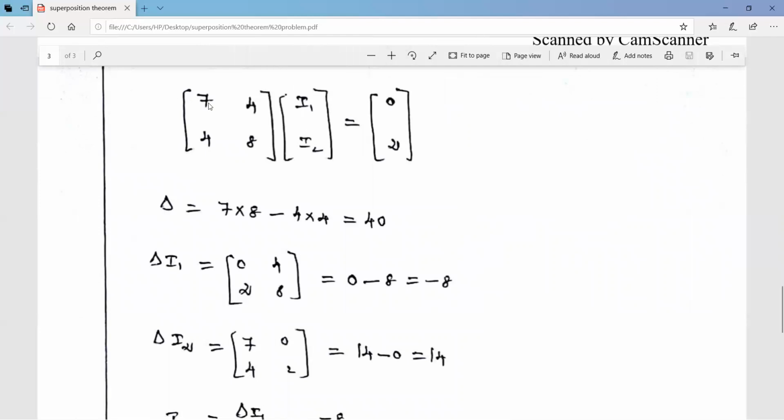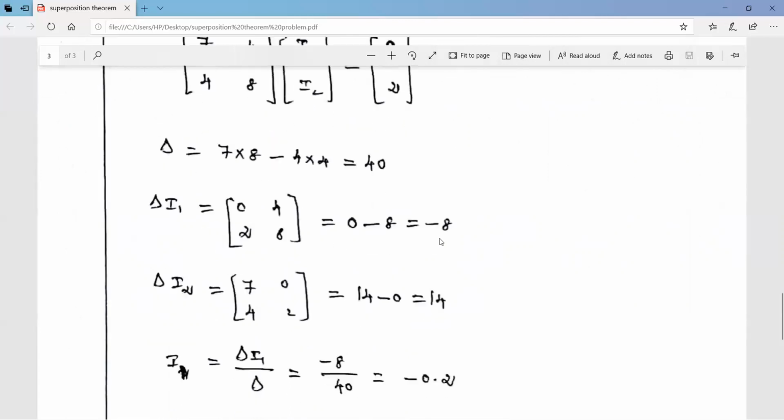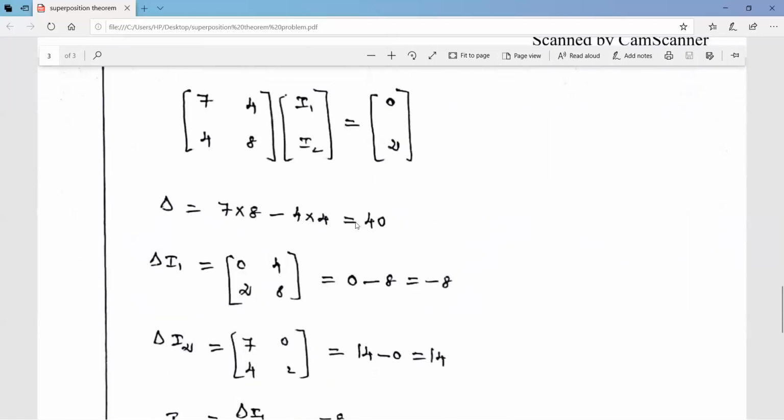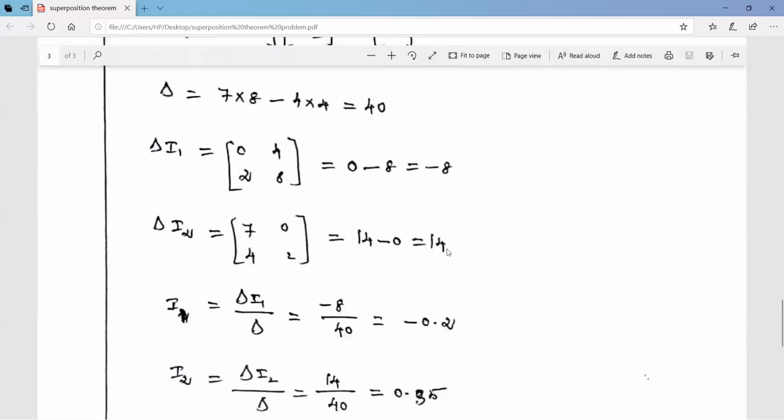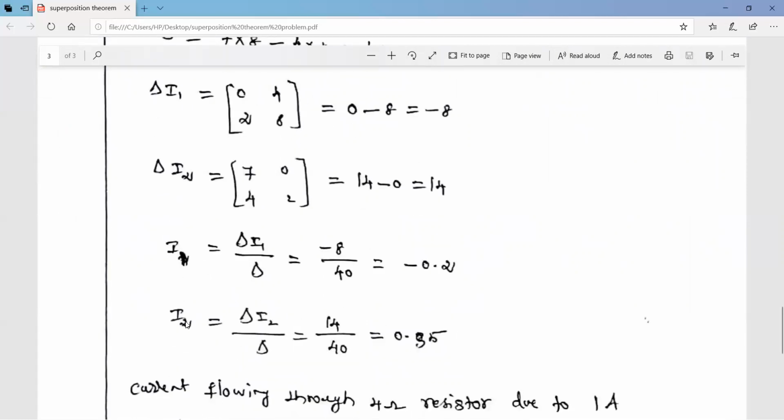What is del? 7 into 8 minus 4 into 4. So we will get the answer 40. So del I1 means in the 2 by 2 matrix, replace the first column by the constant values 0 and 2. So we will get minus 8. Similarly, del I2 means replace the second column by the constant values. So we may get 14. Okay, so from this, we have to find out the value of I1 and I2.